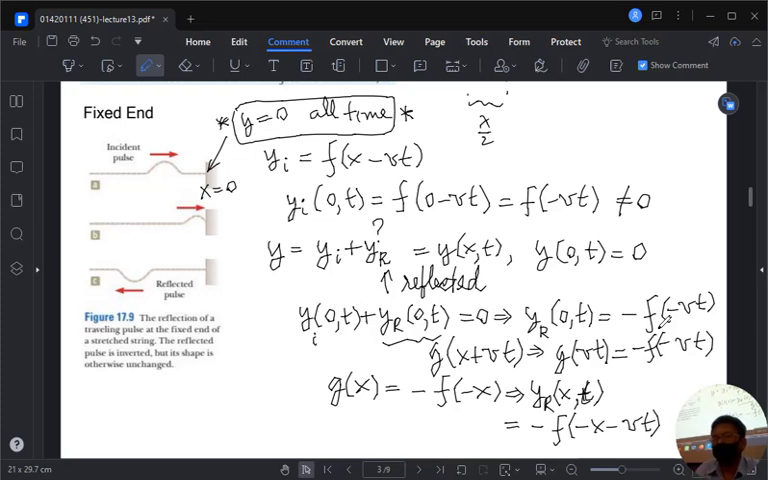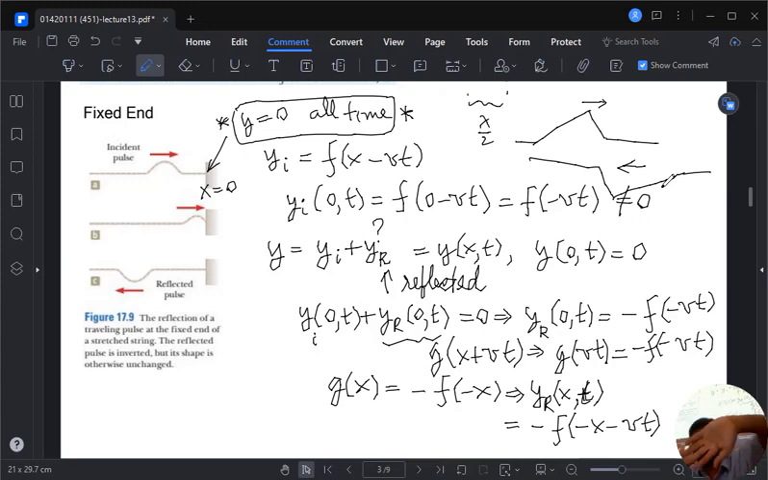So the wave is going to look like this. When you come in, it's going to look like that. The reflected wave is going to look like the flipped version of this. But it's not flipped only up and down, it's flipped left and right as well. So you flip this way and this way, twice. First you flip up and down, and then you flip left and right. So you get that. That's the reflected wave.